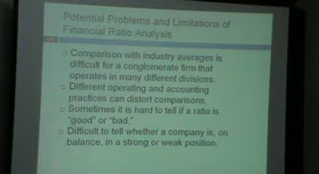It is difficult to tell whether a company is on balance in a strong or weak position. We did analysis of one company. In some areas it was strong, in some areas it was weak, but overall where does the company stand? Obviously every company will have some strengths and some weaknesses. It cannot be said that the company is totally not performing well or totally performing perfect in every field.